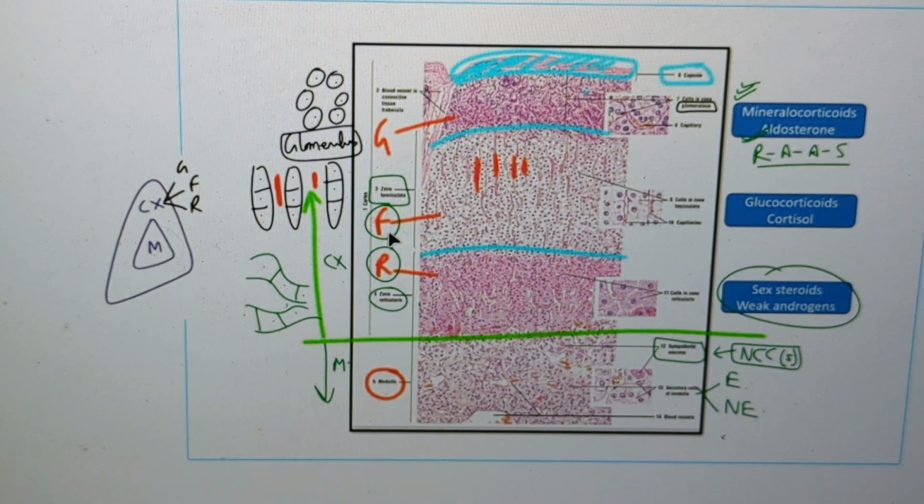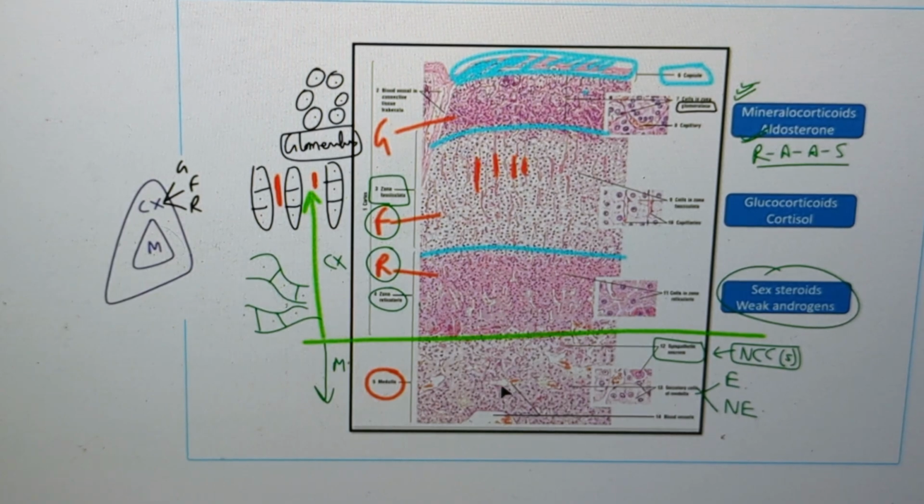Next, F, the middle layer of the cortex, lighter in appearance with less dense nuclei. Cells in this layer form fascicles, means plates, separated with longitudinal capillaries. This region is called Zona Fasciculata. Then R, the innermost cortical layer, characterized by a network of randomly arranged cells, which is called Zona Reticularis.